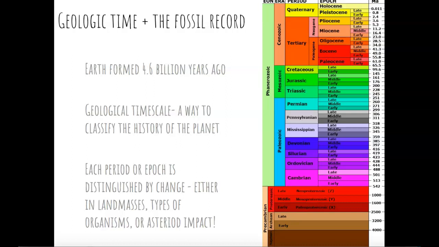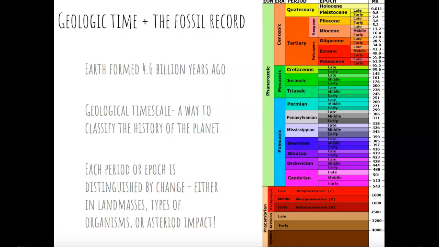So the Earth formed about 4.6 billion years ago. Animal life that we would actually be able to recognize as animal life started showing up about 1 billion years ago. So there's quite a bit of time between the formation of the Earth and the time when living organisms were showing up on the planet.